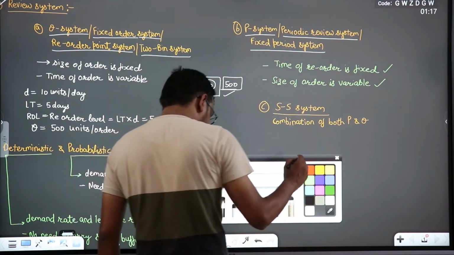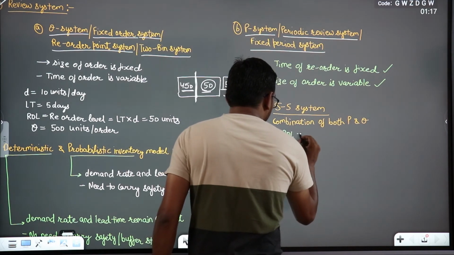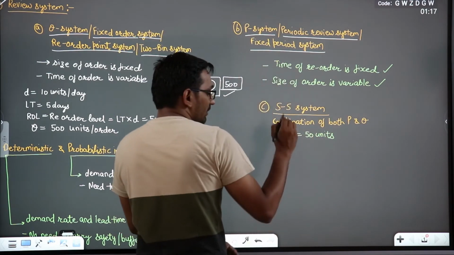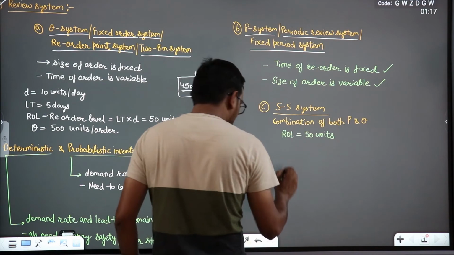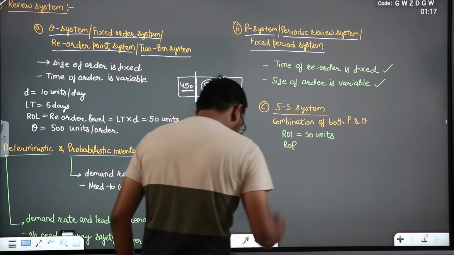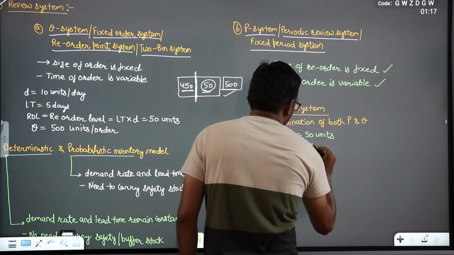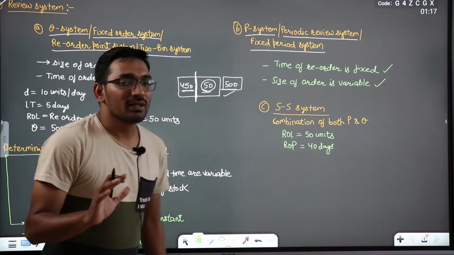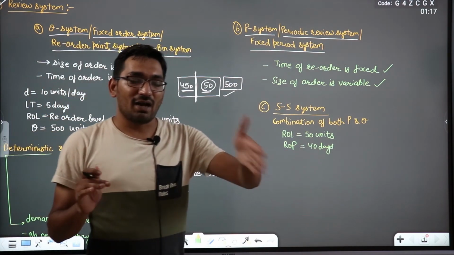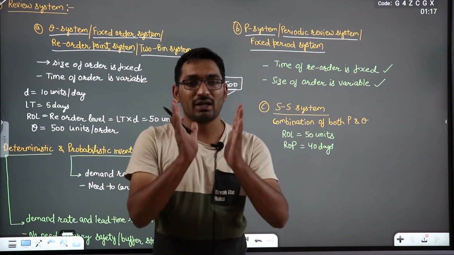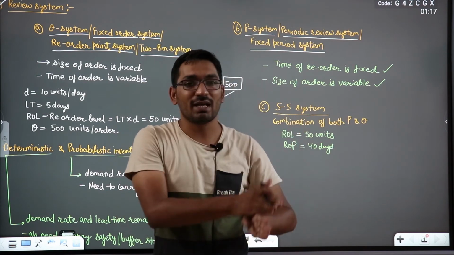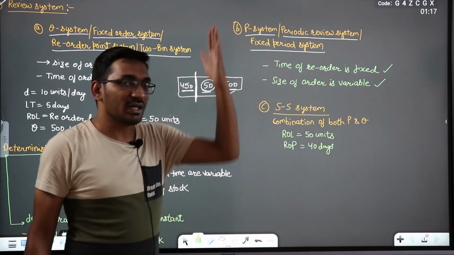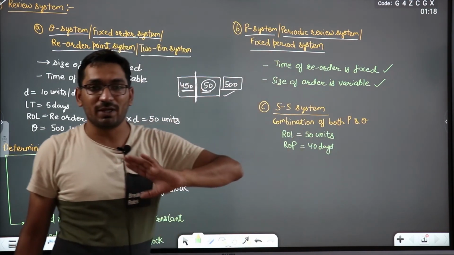That means my reorder level is 50 units, right? I will reorder when the quantity at your hand is 50 units, and my reorder point is, let us say, 45 or 40 days, whichever is earlier. Suppose today you receive one inventory of 500 units. After 35 days your inventory stock will be 50 units. Then you have reached this 50 units level, so on the 35th day you have to place an order of 500 units.